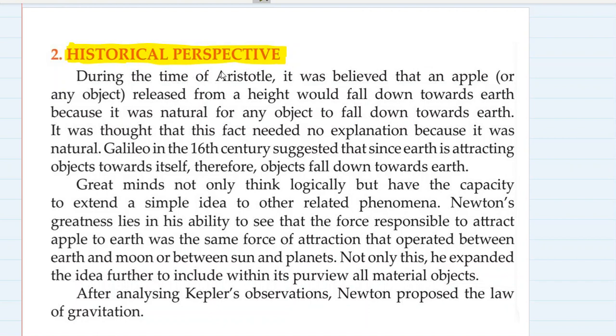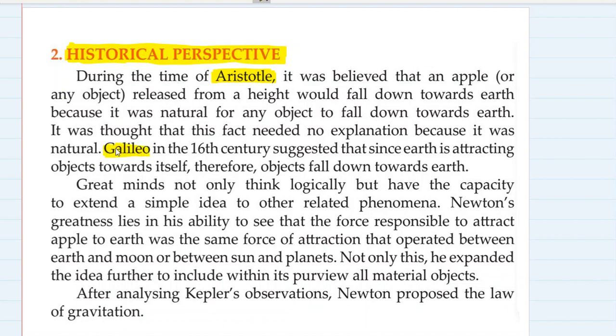So let's start with the time of Aristotle. Aristotle was a Greek philosopher. The Greek philosopher Aristotle believed that an apple or any other object released from a height would fall down towards earth, because it was natural for any object to fall down towards earth. That was the belief. Aristotle was a very great philosopher, but this kind of reasoning, that it is natural for this to happen, is very childish. Don't resort to these childish answers when a question like this is asked to you. For giving an answer with a scientific perspective, we must understand why any object falls down towards earth. It was thought that this fact needed no explanation because it was natural.